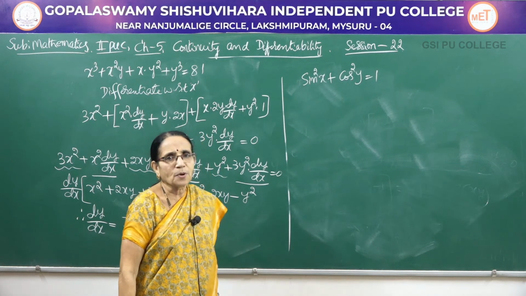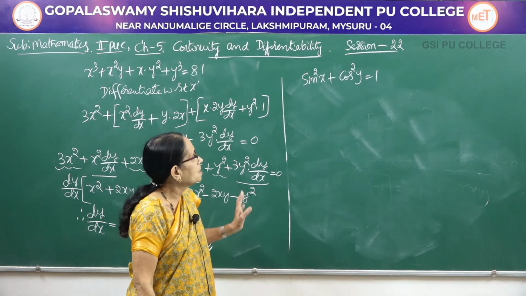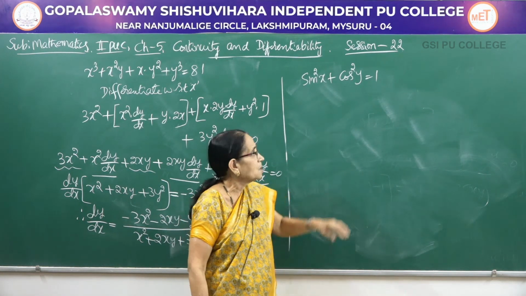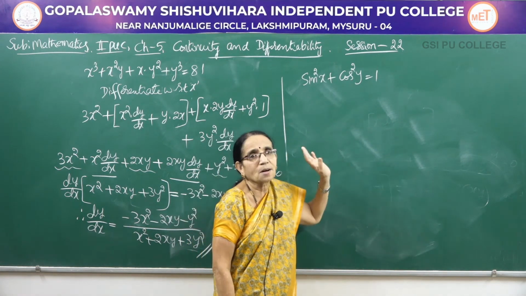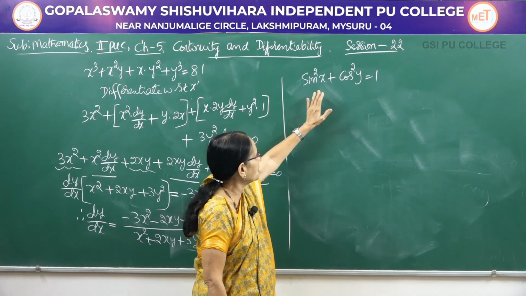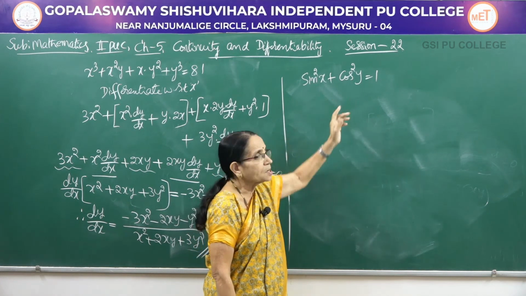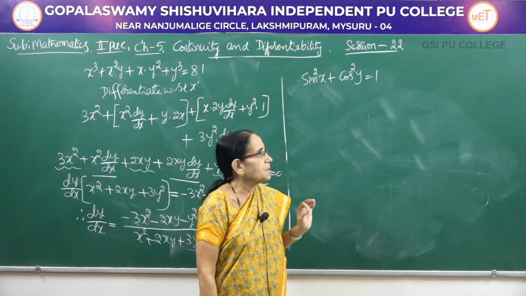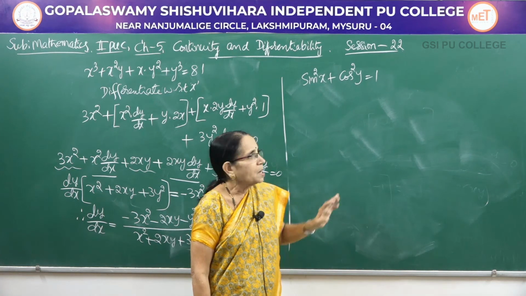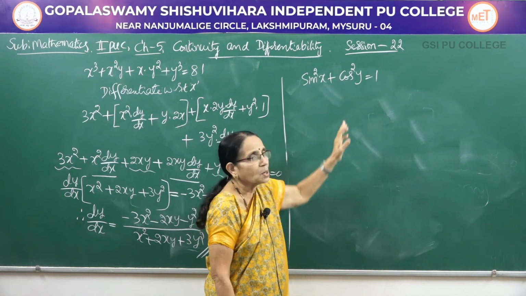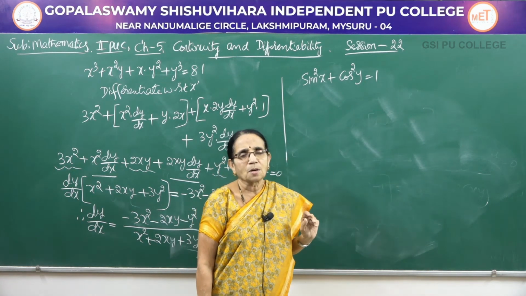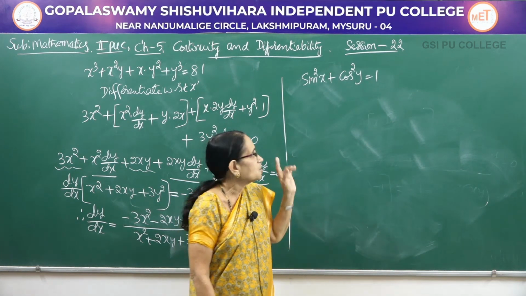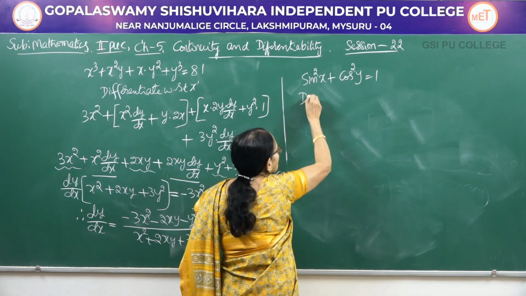Here it is an implicit function, no doubt, but you observe there are only two terms, isn't it? One is sin square x, the other is cos square y. This is a term containing x, and that is the only term containing y. That means we get dy by dx only in one place, and no product rule here, but both of them are composite functions. So composite function means you have to apply the chain rule. Okay, so let me differentiate here.